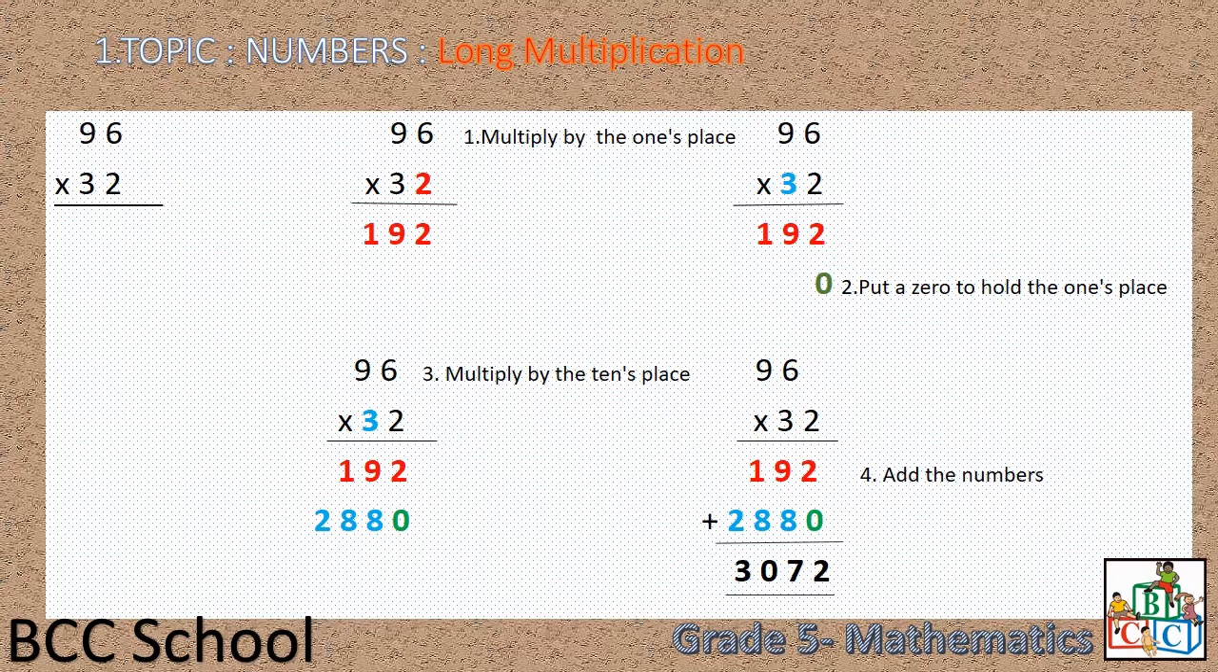Step 4. Add the numbers. 192 plus 2880, and the answer is 3072.